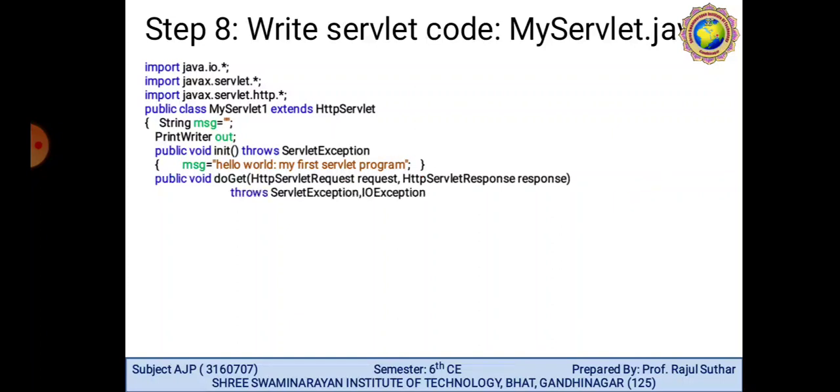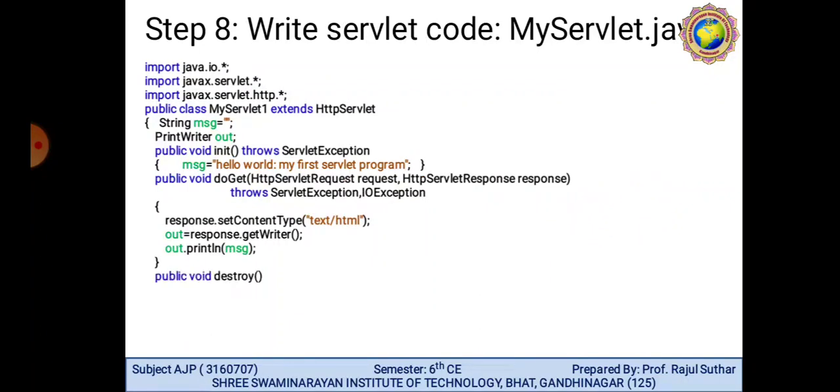We require the public void doGet method. So HttpServletRequest, HttpServletResponse, throws SQLException, IOException. response.setContentType("text/html"). We require the response in the form of text/html. out = response.getWriter(), out.println(message), public void destroy to complete the life cycle of the servlet, and out.close().